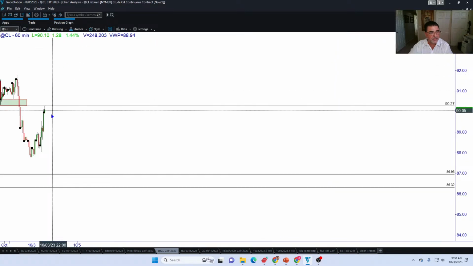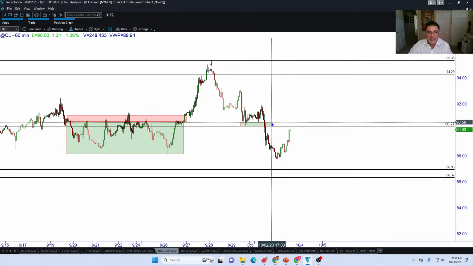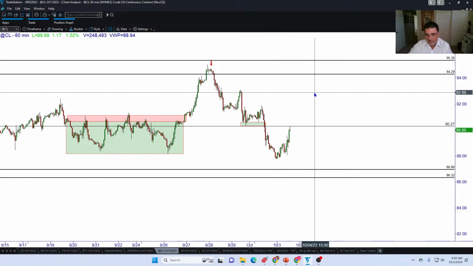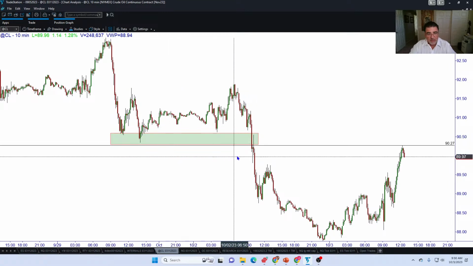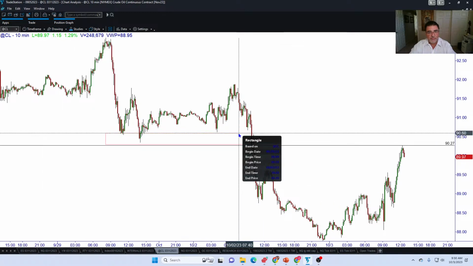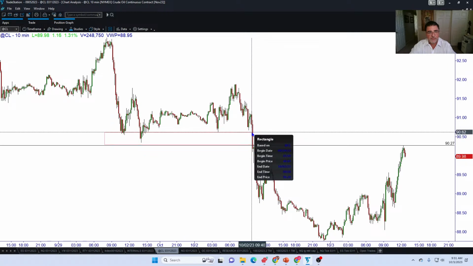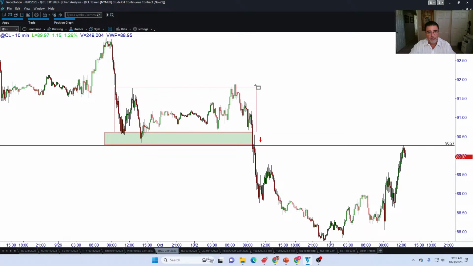Let's go out to the larger time frame. We did have a support area here. Yesterday we took the breakout to the downside, okay? And in doing so, taking that breakout to the downside, boom. Okay. And we have the resistance area.